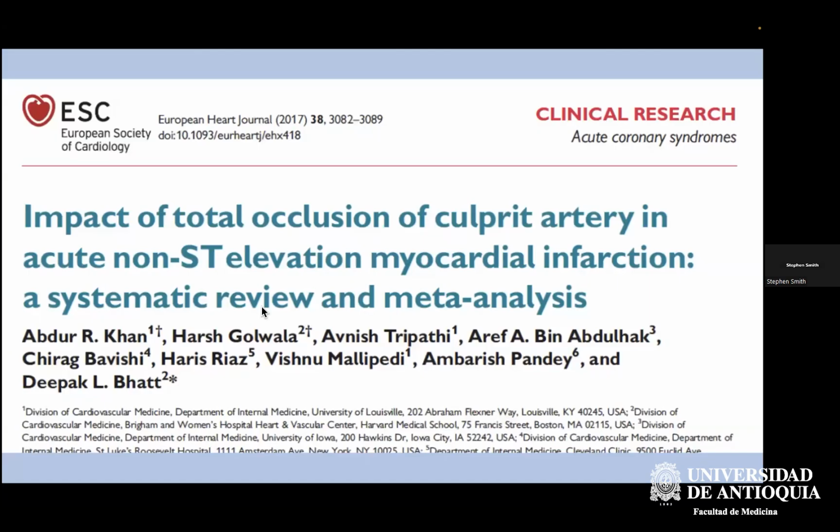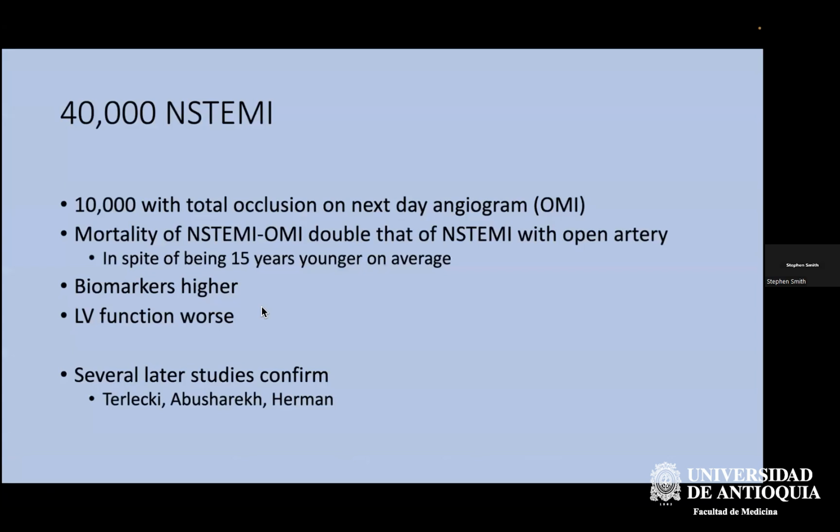And then in 2017, Khan published Impact of Total Occlusion of the Culprit Artery in Acute Non-ST Elevation Myocardial Infarction, Systematic Review and Meta-Analysis. They looked at 40,000 non-STEMI. These were patients who were enrolled in clinical trials. 10,000 had total occlusion on next-day angiogram. The mortality of the NSTEMI OMI group was double that of NSTEMI with an open artery, in spite of the fact that the NSTEMI OMI were 15 years younger and had fewer comorbidities. The biomarkers were higher and the LV function was worse. And there are several later studies that confirm that by Terlecki, Abusharekh, and Hermann.